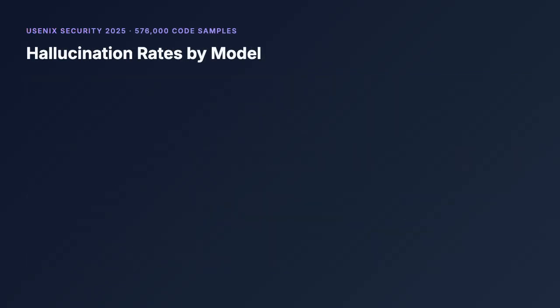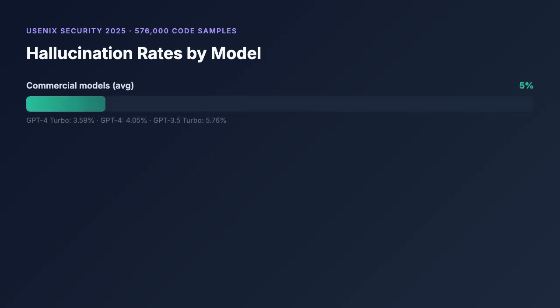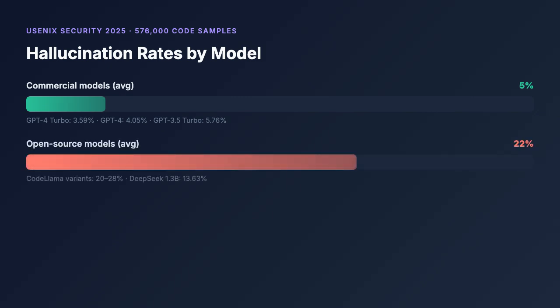Not all AI models hallucinate at the same rate. The USENIX study found significant differences between commercial and open source models. Commercial models averaged about 5.2%, GPT-4 Turbo at 3.59%, GPT-4 at 4.05%, and GPT-3.5 Turbo at 5.76%. Open source models were far worse, averaging 21.7%. Code Llama variants ranged from 20 to 28%.